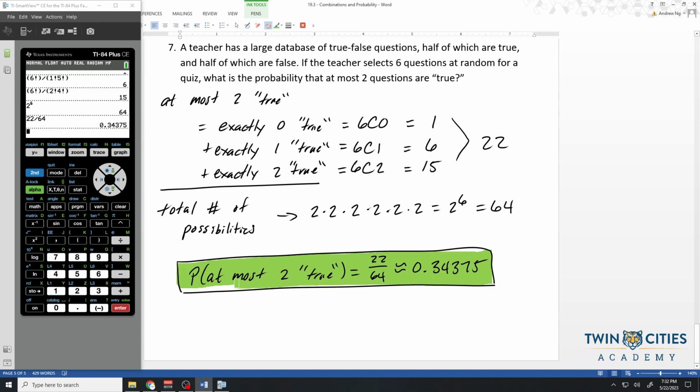All right, hopefully this helps give you an idea of the difference between permutations, what we worked on last time, where the order matters, and combinations, where the order doesn't matter. If you have any questions, please let me know.